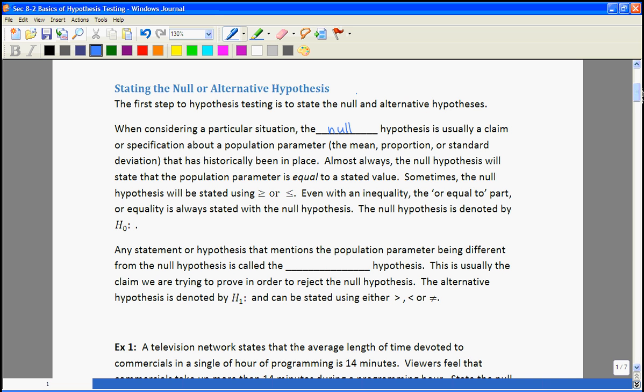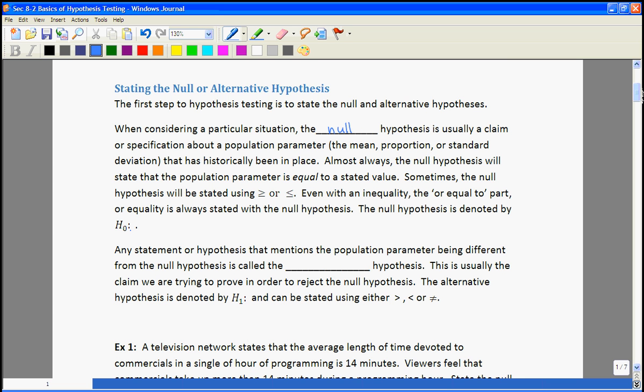You'll also sometimes see the null hypothesis stated with greater than or equal to or less than or equal to. Even with an inequality, the or equal to part is still part of the null hypothesis. So whether it's strictly equal to, greater than or equal to, or less than or equal to, there's some type of equality that will be included in the null hypothesis. Notationally, the null hypothesis is denoted by H sub 0. You'll also hear that referred to as H naught.